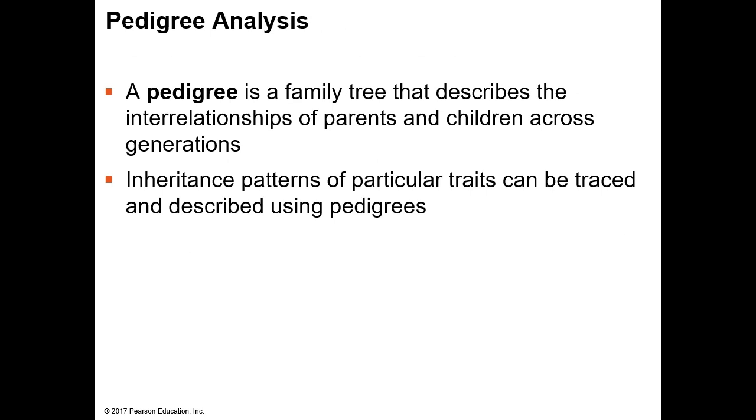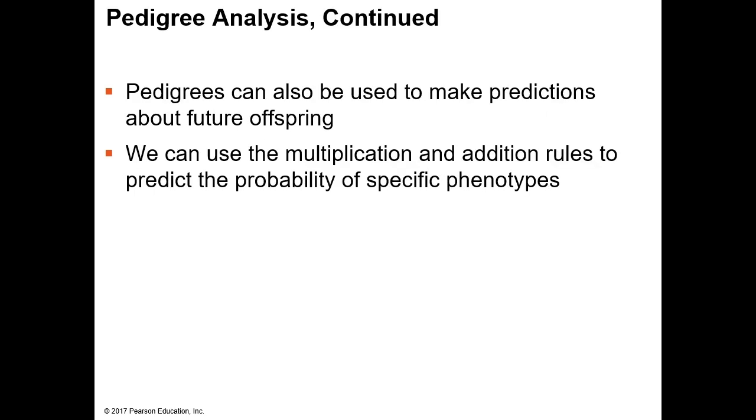Finally, we will discuss pedigrees. A pedigree is a family tree that describes the interrelationships of parents and children across generations. Inheritance patterns of particular traits can be traced and described using pedigrees. Pedigrees can also be used to make predictions about future offspring. We can use the multiplication and addition rules to predict the probability of specific phenotypes.